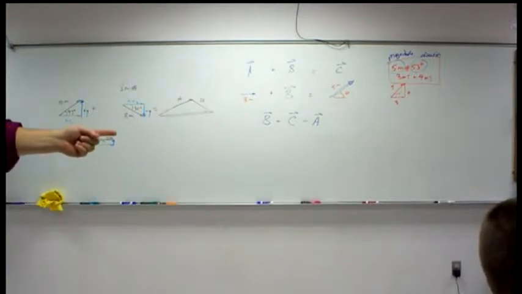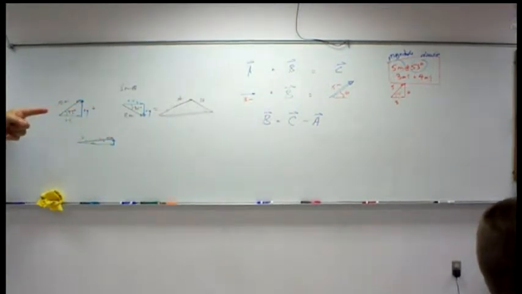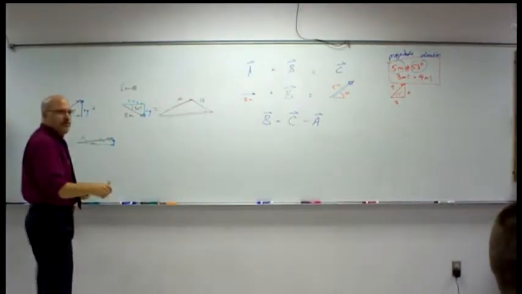0, 90, 180, 270, 360. 360 is all the way around, right? But we're not quite to 360, are we? We're in the fourth quadrant, 30 down. So that would be 330, right? Does that make sense? Yes.